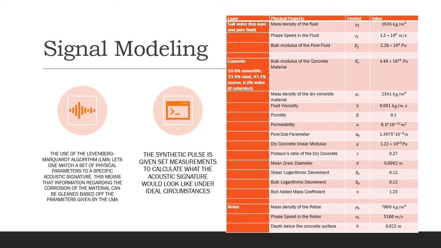This fitted acoustic signal can then be compared to a synthetic pulse, which is calculated based off of idealized conditions in the model. And the model is our poroelastic model that you can then use to compare to the collected data that was fit using the LMA. The physical properties that the synthetic pulse uses in the Biot model, in this poroelastic model, are given in this table here, and all of those are then combined together and computed to create this synthetic pulse.